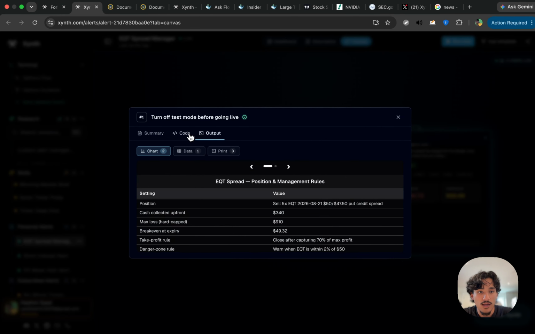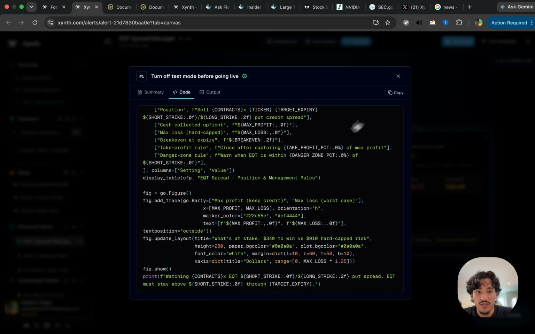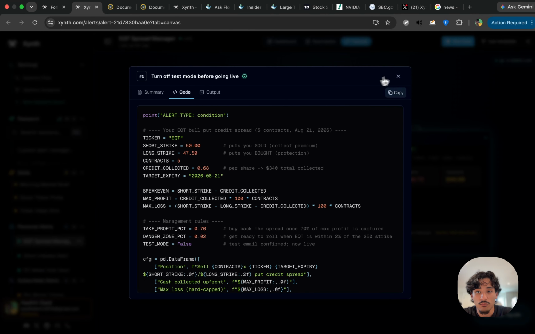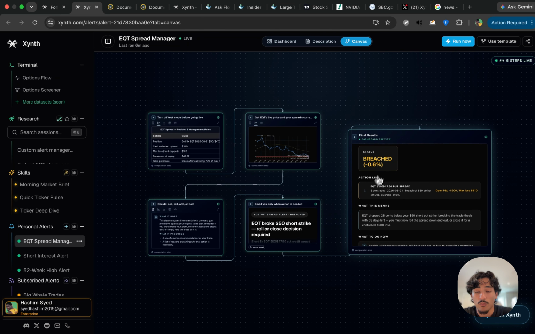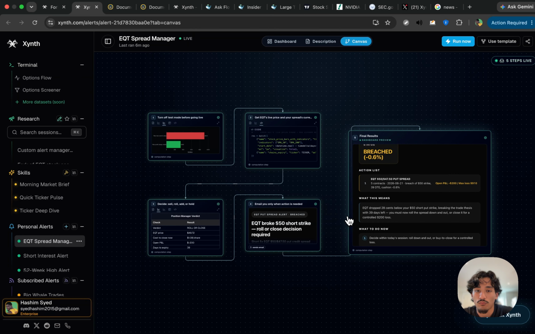So there's steps to it. Each step has a code step that basically filters a bunch of data. Here it's pulling his contract's current price, and then here it pulls EQT's current price and compares it to his break-even price, so $50, and then it alerts him on whether or not he needs to add or roll his position.